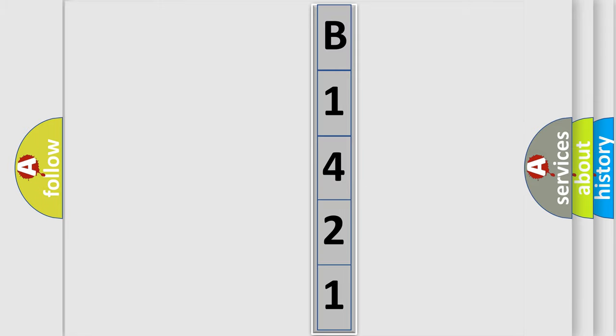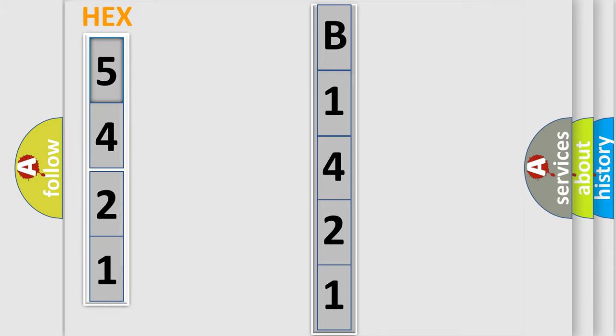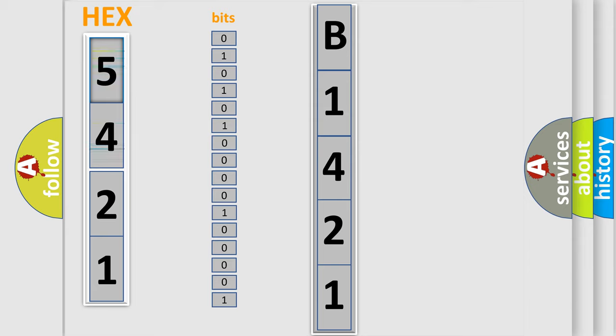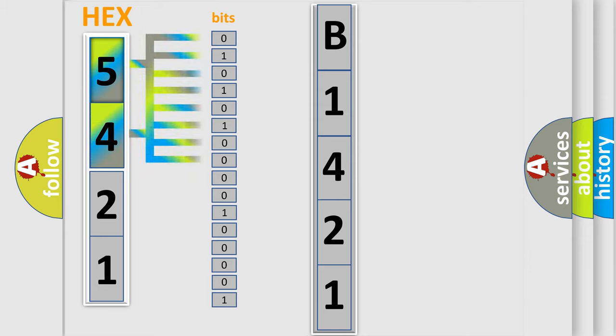You can move the video a bit further. The error code is split into two bytes consisting of 16 bits. One bit is the basic unit that each computer works with. The bit has two logical states: 0, low level, and 1, high level.